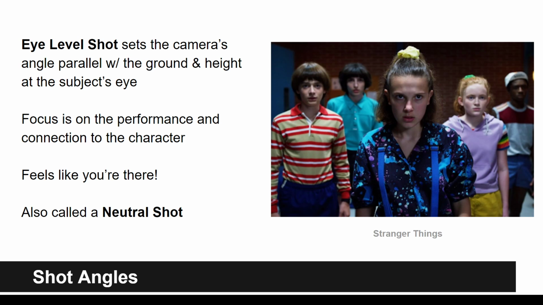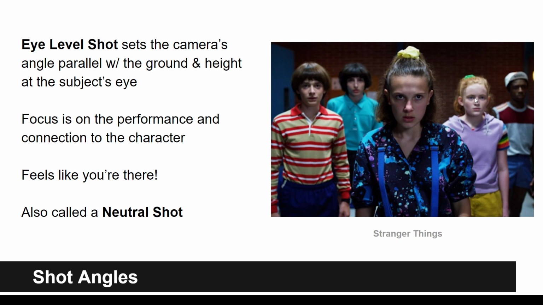Eye level usually means that the height or placement of the camera is in line with the actor's eyes, so we feel like we're at the same height as these characters. This is pretty safe and neutral, but it also creates a connection between us and those characters.